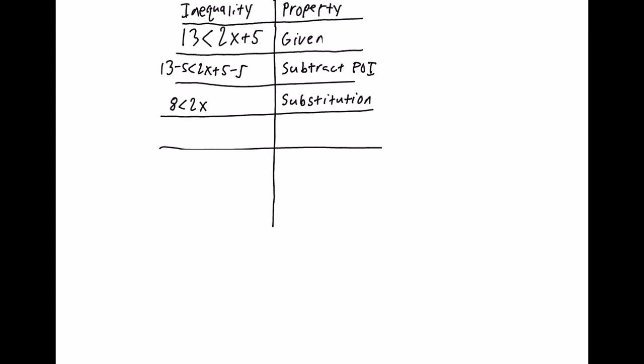Next, we have to get rid of this 2 here. 2 is being multiplied by x, so we need to divide both sides by what's multiplying x. So we divide both sides by 2. So we have 8 divided by 2 is less than 2x divided by 2. And that's the positive division property of inequality.